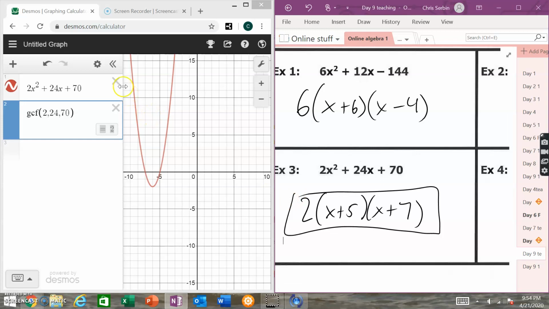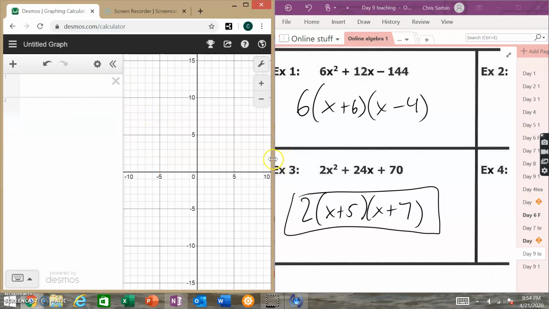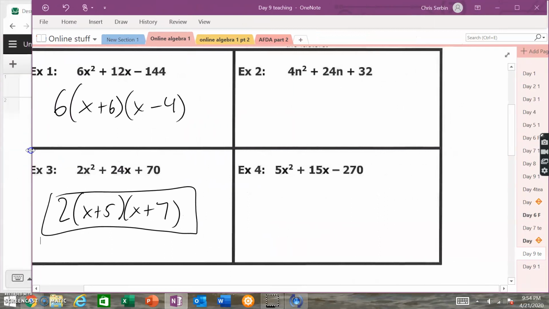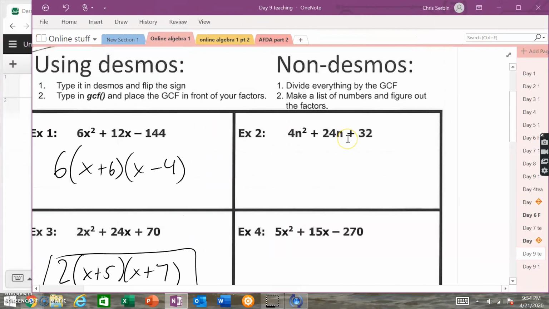Now, say we don't have Desmos. Say we're not doing it like that. We're going to do it by hand. I'll bring over this. Non-Desmos: divide everything by the GCF, which means you have to first find the GCF, and then make a list of numbers and figure out the factors like we did originally in X puzzles.